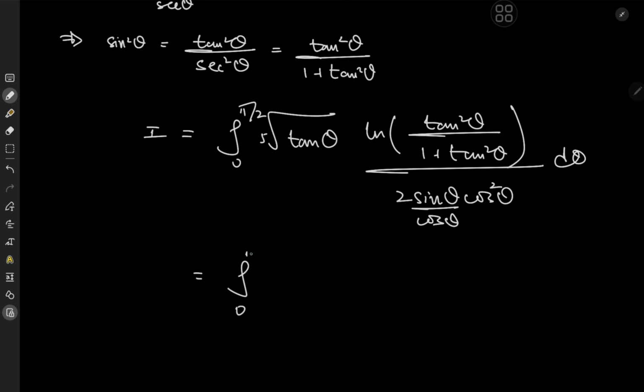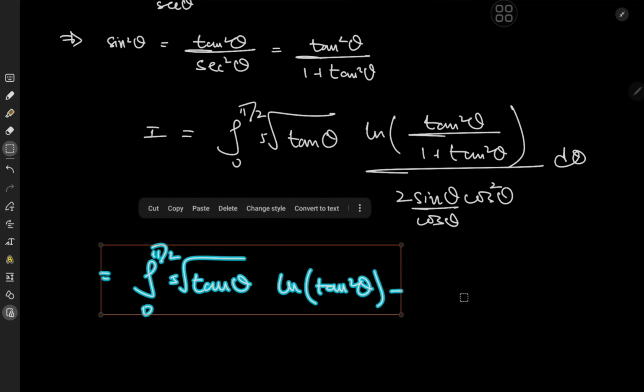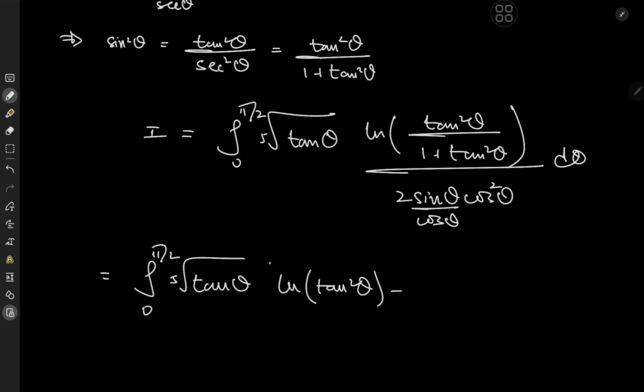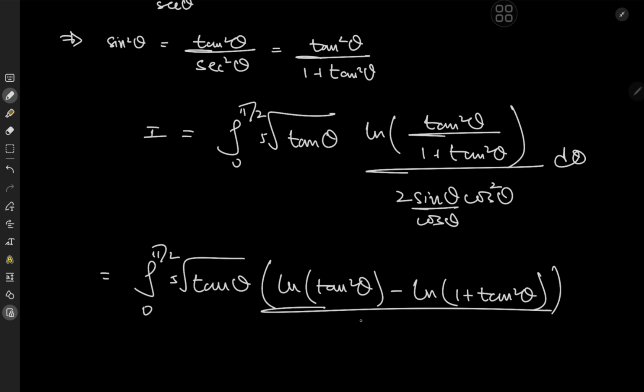We have the integral from 0 to pi over 2, fifth root tangent theta times the logarithm of tangent square theta minus, I'm going to need a bit more writing space over here. Using the properties of the logarithm, we have log of numerator minus log of denominator. So we have 1 plus tangent square theta, and we're dividing the whole thing by 2 times tangent theta. And 1 over cosine square is in fact secant square theta d theta.